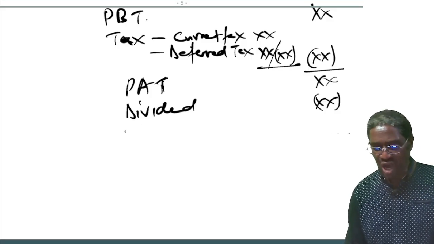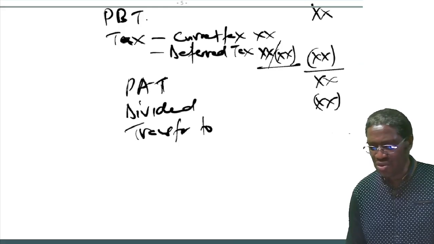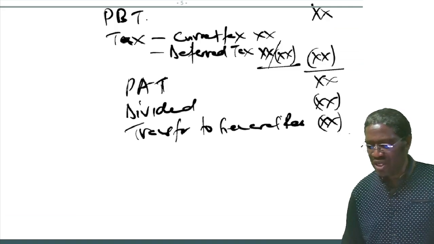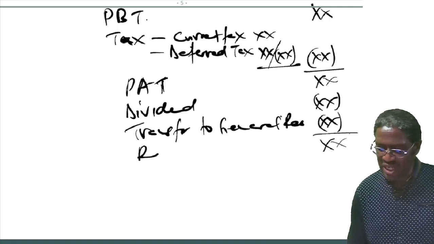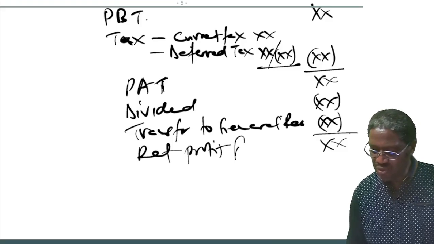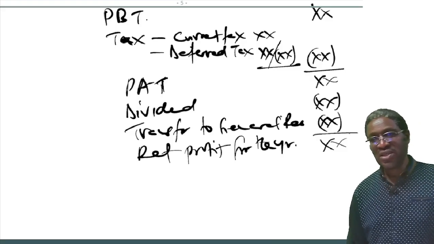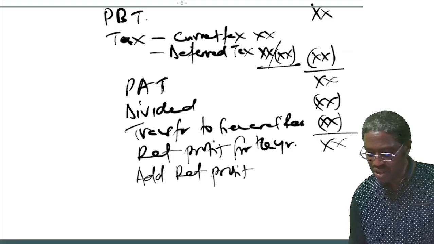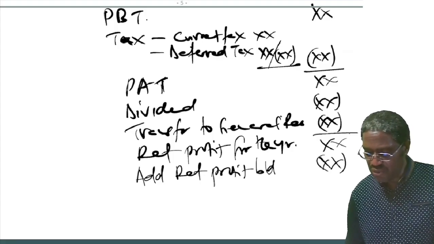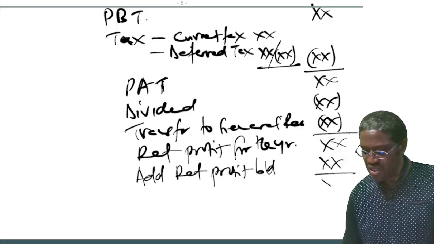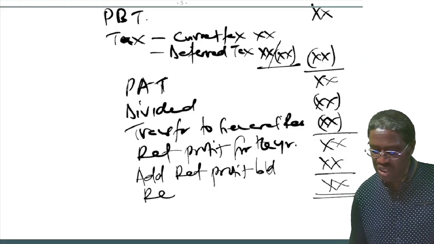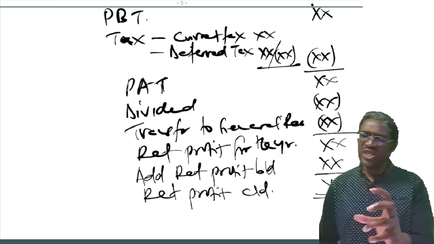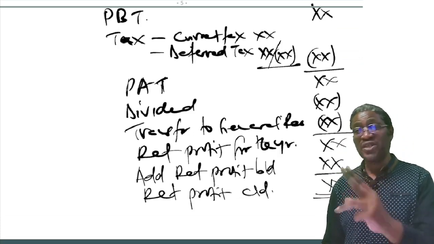Okay? Then you had to have things like transfers to general reserves. Then you remember, you used to get what you used to call retained profit for the year. Then you also remember, you had to add what we called retained profit brought down from the beginning of this year. Then you used to get what we call retained profit carried down. So that's how you did the appropriation of the profit after tax.